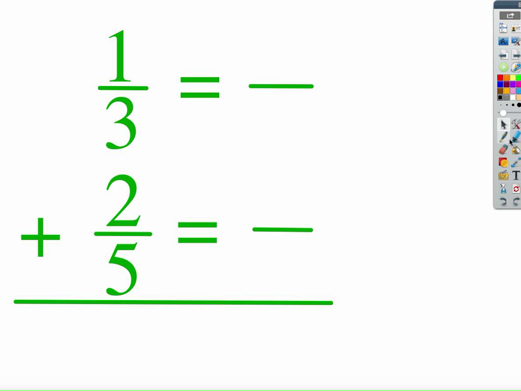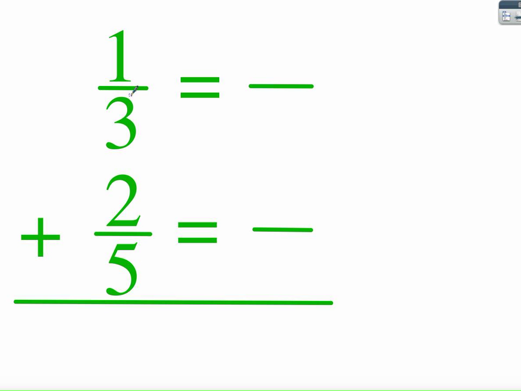What we're learning today is how to add and subtract fractions, and there are a few steps involved with this. You have to make sure that you follow all these steps and all these rules for adding and subtracting fractions. The first rule when you add or subtract fractions is that the bottom numbers, or the denominators, have to be the same. So in this particular problem we have 1/3 plus 2/5.